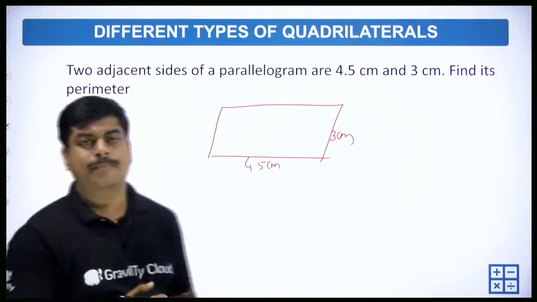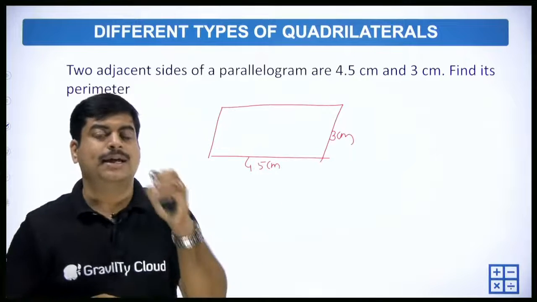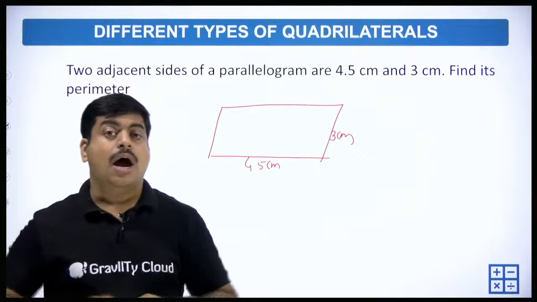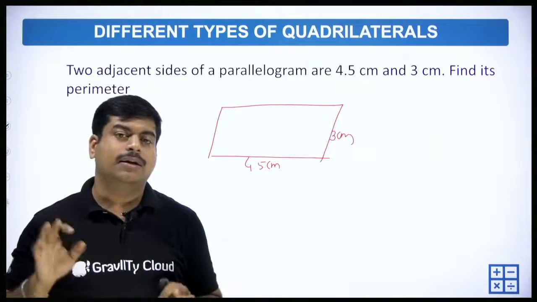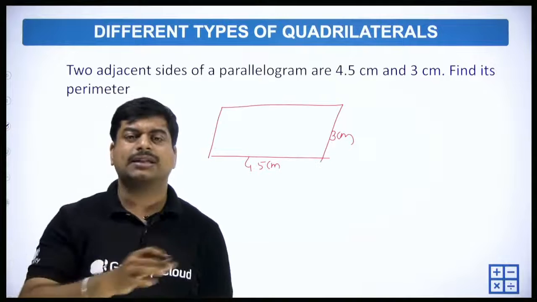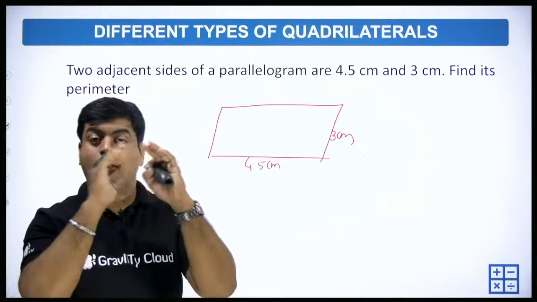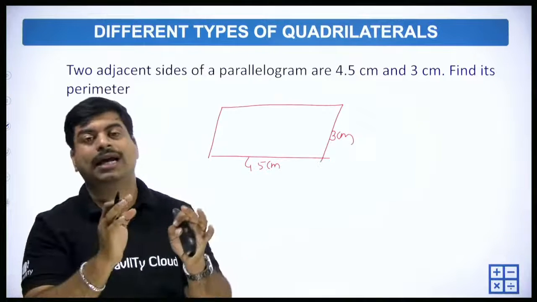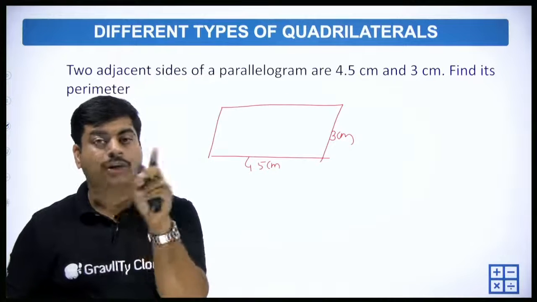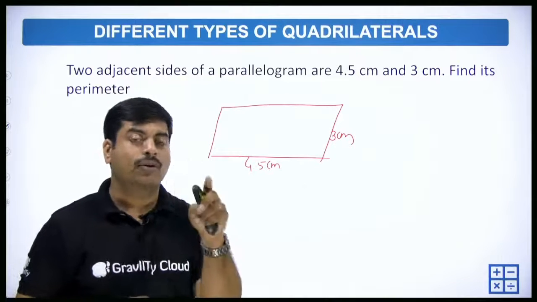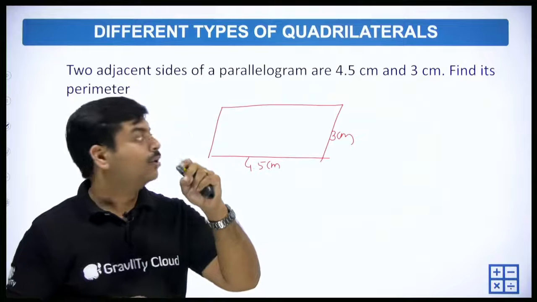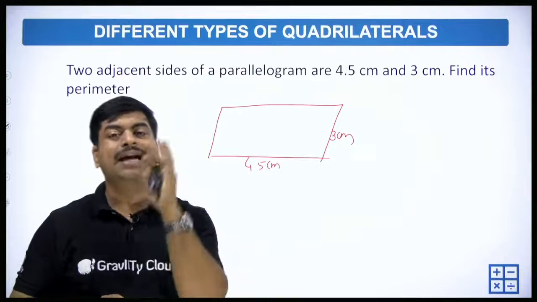What do you mean by perimeter? Perimeter is the sum of all the sides. It may have 10 sides, 20 sides, 100 sides, whatever it is. The sum of the lengths of all those sides will give you the perimeter. We are not discussing area. Don't confuse perimeter and area.